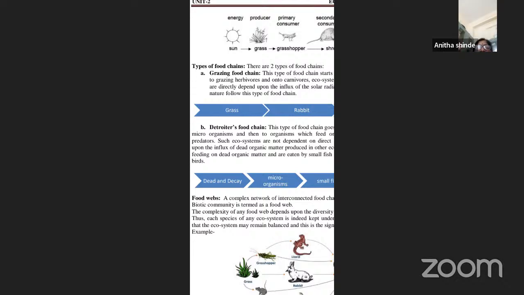So basically, two types of food chains, grazing as well as detritus. Remember, grazing depends on direct solar energy, whereas detritus does not depend on direct solar energy.